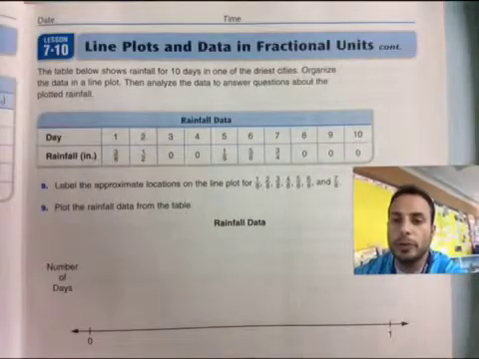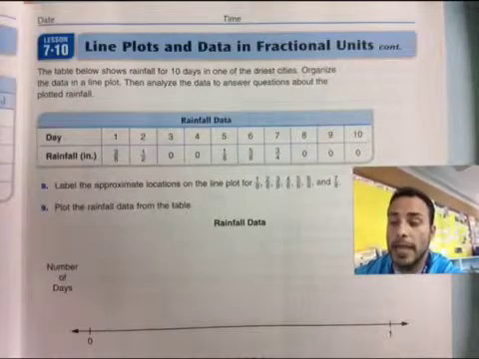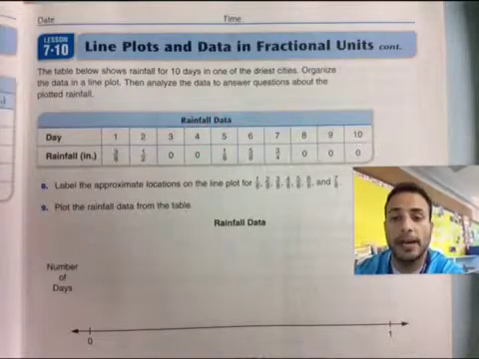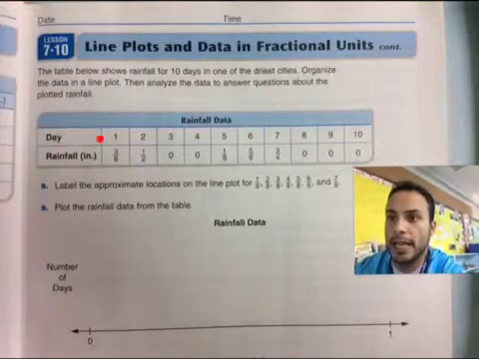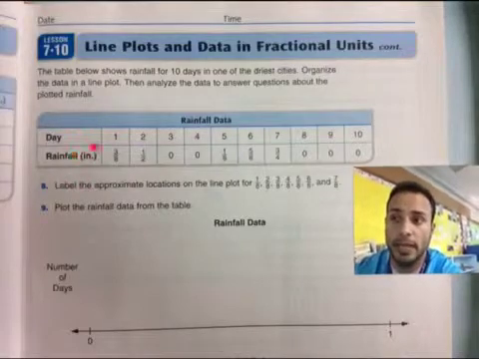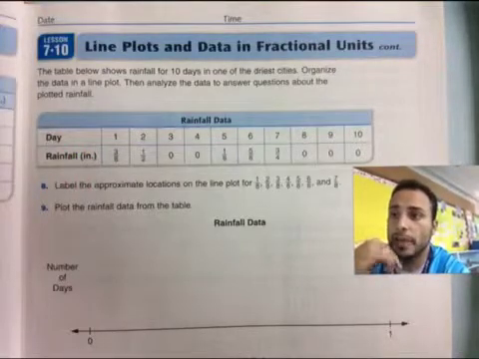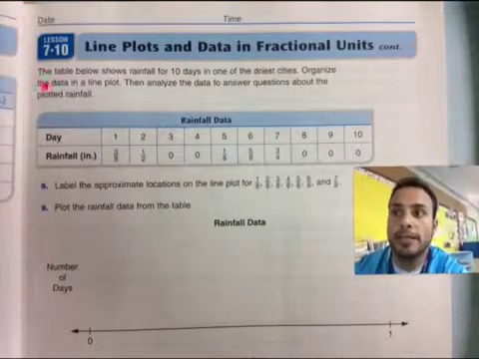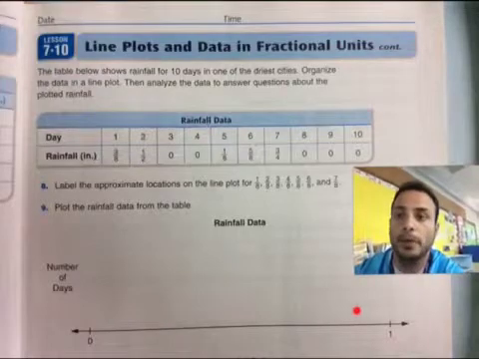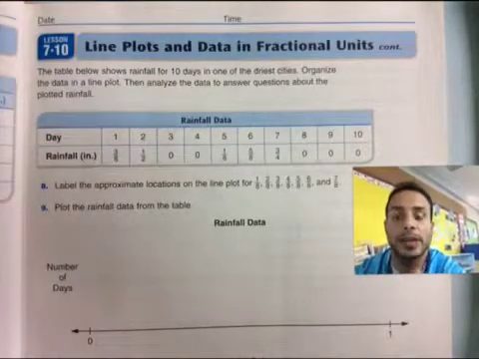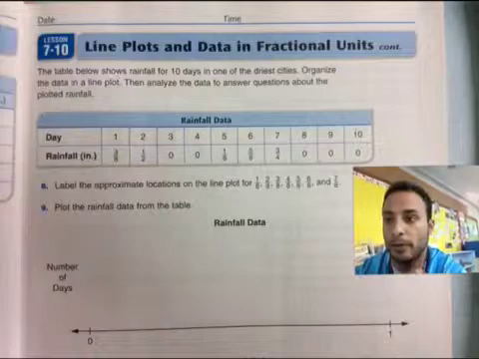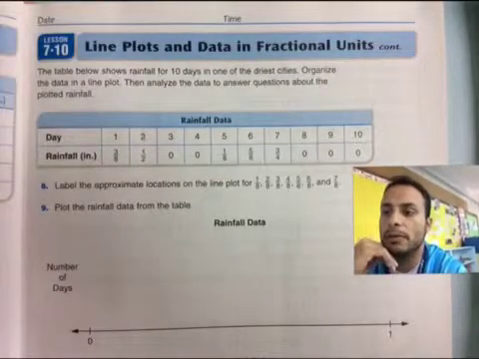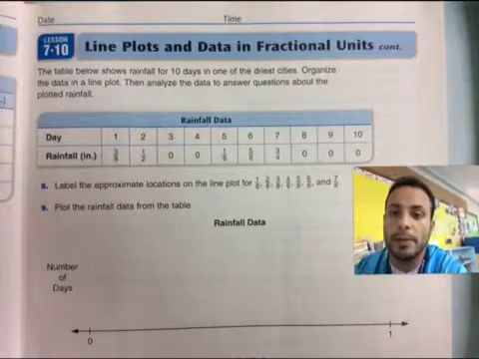On page 242A, we are looking at some data, okay? As you can see, always read the title first. So we're looking at rainfall data, with the days across the top and how much rainfall in the unit of inches, okay? The table below shows rainfall for 10 days in one of the driest cities. Organize the data in the line plot down here, then analyze the data to answer questions about the plotted rainfall. Then we're going to analyze it, finding the range, the median, the average, the mean, and so on. But first let's plot it.